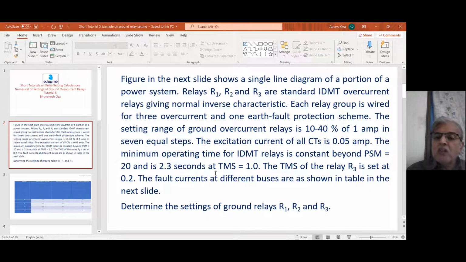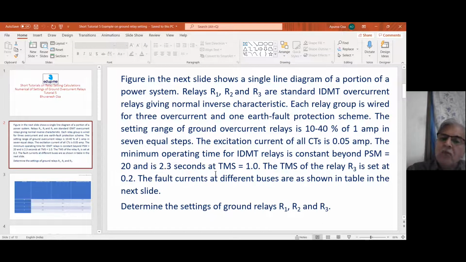But here we assume this 10 to 40%. The excitation current of all CTs is 0.05 ampere. That's what we assume. You can assume 0.03 also, or even less, because CTs with excitation current 0.02 ampere are available for protection. It's not that they are not available. But we have to assume something. We are starting with a realistic assumption of 0.05 ampere.